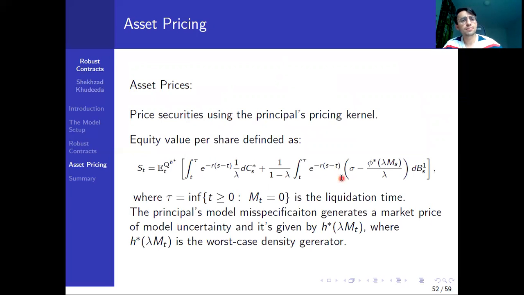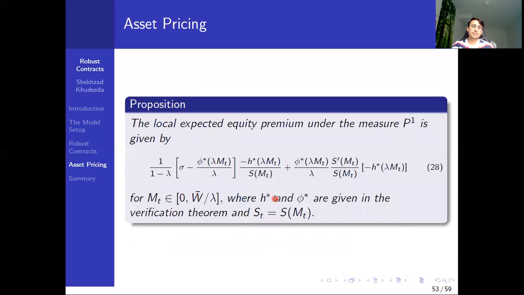Asset pricing. To price the security using the principal's pricing kernel, we define the equity value per share by this equation, which we will see is very important, with the optimal terminal stopping time, which is the liquidation time. For the principal's model uncertainty, our general specification generates a market price of model uncertainty, which is H star of lambda M T, the worst case density generator.